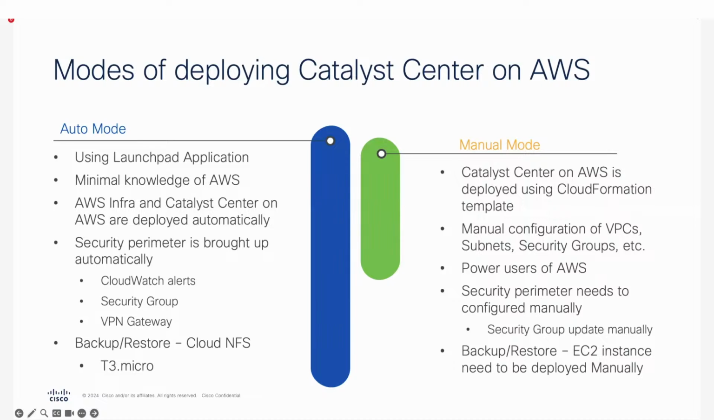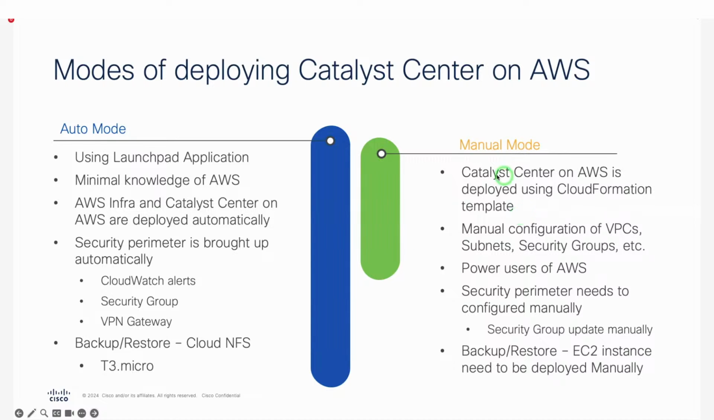But it's going to deploy everything automatically for you: all the infrastructure, the configuration, alerts, security groups, VPN gateway, everything will be done for you automatically. It will also leverage the cloud NFS for backup and restore, so you don't need to create an extra EC2 instance as you need to do when you do it manually. All the standard configuration for the VPN gateway or transit gateway will be done for you. It's ideal for users who do not have much AWS experience.